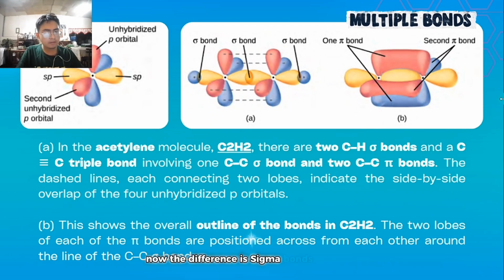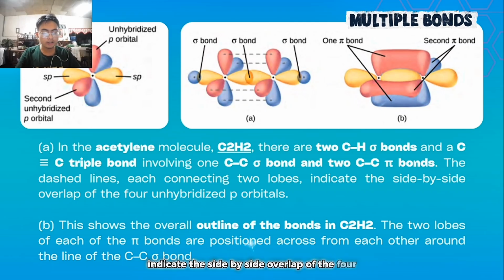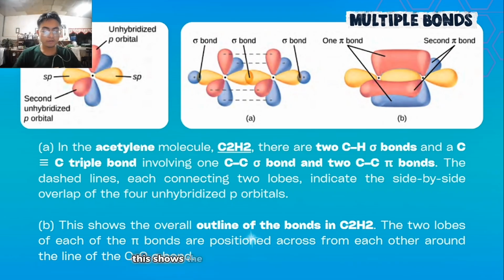Now, the difference is sigma bonds are stronger, while pi bonds tend to be weaker. The dashed lines, each connecting two lobes, indicate the side-by-side overlap of the four unhybridized p orbitals. Basically, what I pointed out earlier. This shows the overall outline of the bonds in C2H2 or acetylene. The two lobes of each of the pi bonds are positioned across from each other around the line of the CC sigma bond. As you can see, the ones that I pointed out earlier.